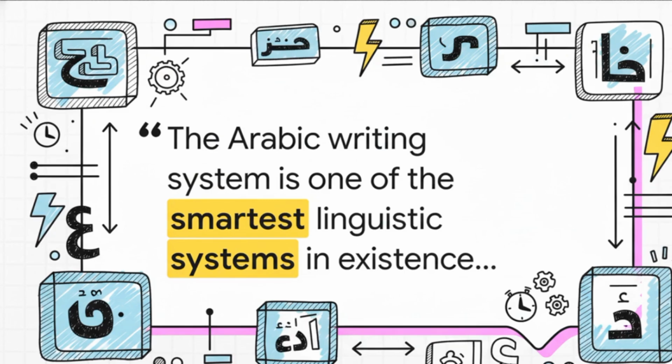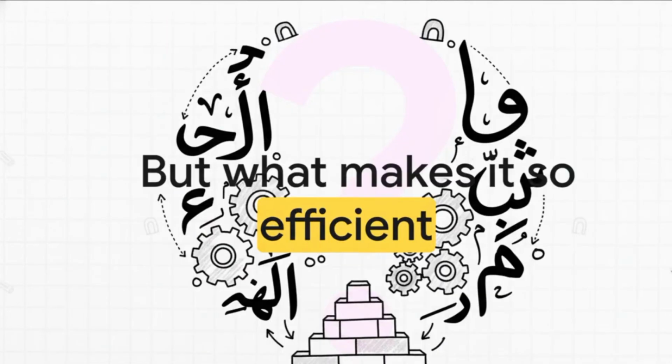For example, it often leaves out short vowels, which might sound crazy, but for a native speaker, it makes the script super compact and fast to read. So that's the big question, isn't it? What's the secret sauce? What's the hidden logic that makes this ancient script so incredibly streamlined? Well, that's what we're here to find out.